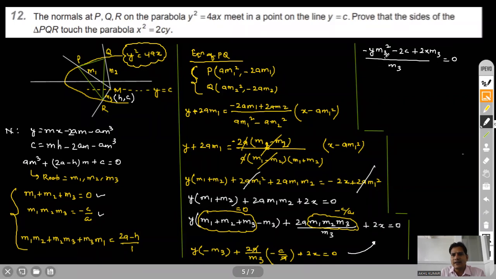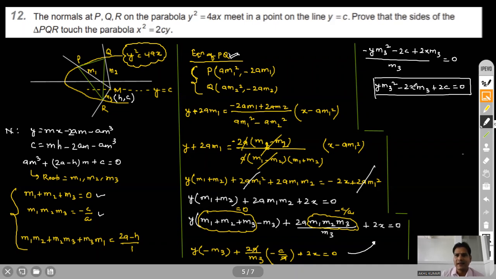So we got the quadratic in m3. How? This will be y into m3 square minus 2x m3 plus 2c is equal to 0. This is the quadratic in m3. Now, if anyhow, this is the equation of PQ, no? We are writing the equation of PQ. So if anyhow we can prove that this is the equation of PQ, I have to prove this PQ to be tangent to the given parabola. Right?